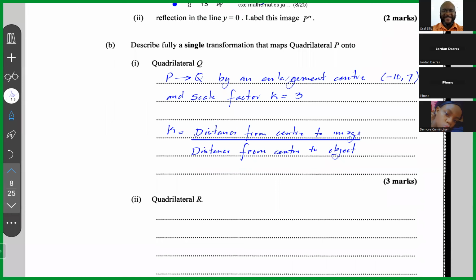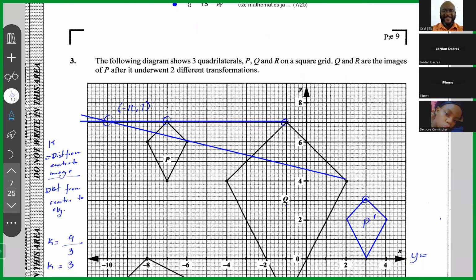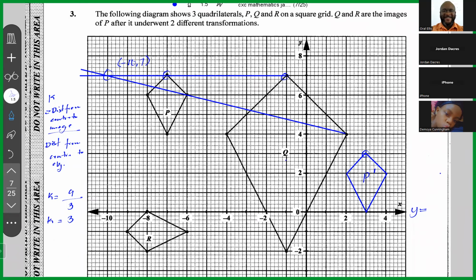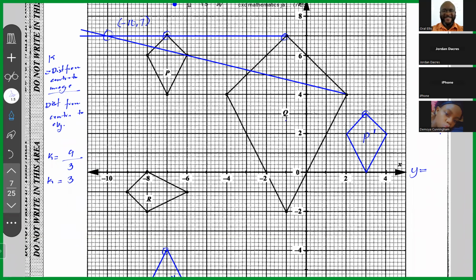The next thing they want to know is which transformation is going to map P to R. Now, the transformation that maps P to R is a rotation. For rotation, you need the angle of rotation, you need the direction of rotation, and you need the center of rotation. It's three things you need.